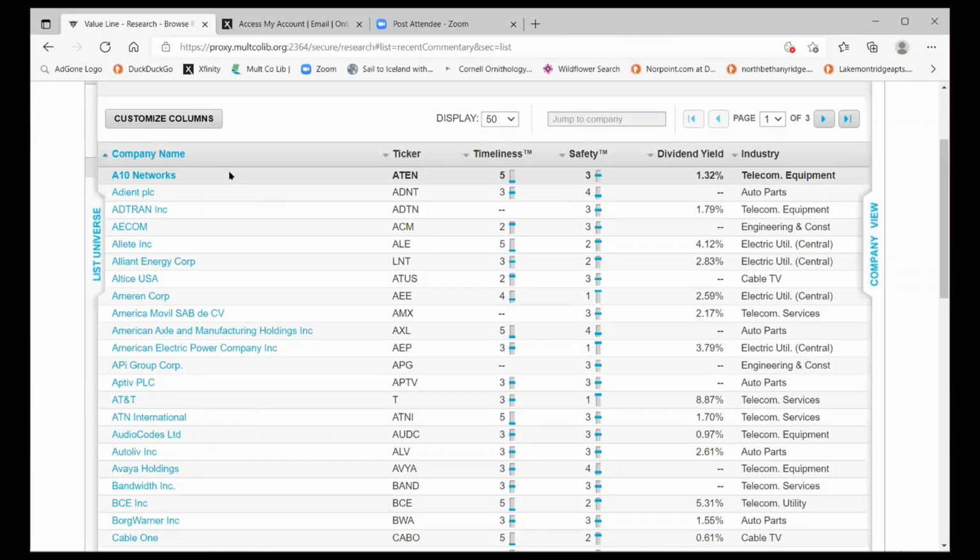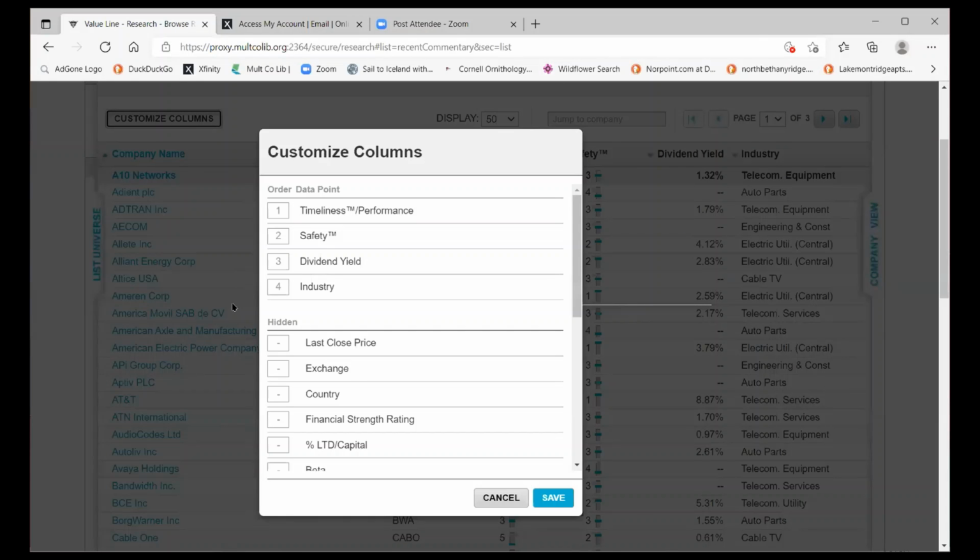This is the one that you used to get in the mail every week and replace in your binder and throw the old one away. This is in alphabetical order. And what I want to bring to your attention is that you can customize the columns, because I always do. I want to see the last closing price. So see the add over on the right there, you click on that and it gets put up here, and then you can grab it and move it. So now it'll come out with timeliness, safety, dividend yield, closing price, and industry. Okay, and you save that.